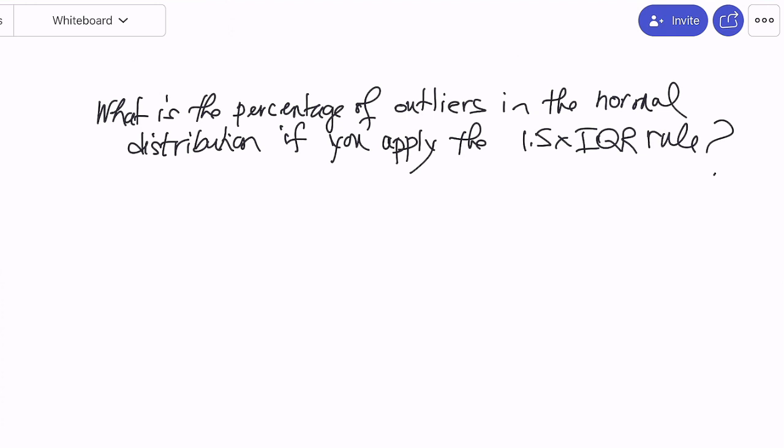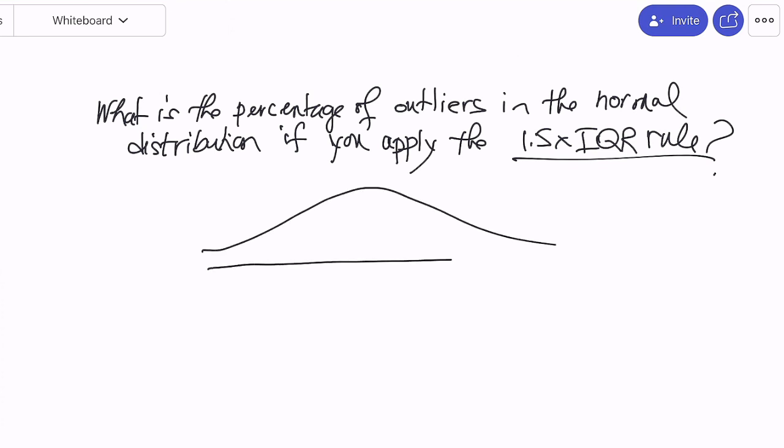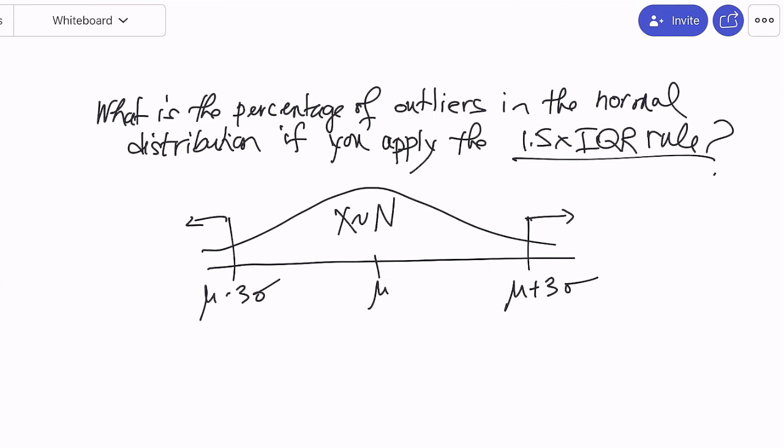So what is the percentage of outliers in the normal distribution if you apply this rule, as opposed to for symmetric distributions, we say at 3 standard deviations, if this distribution is normal, then we establish that there's 0.15% below as outliers on the lower tail, and there's 0.15% on the upper tail, or a total of 0.3% outliers total.